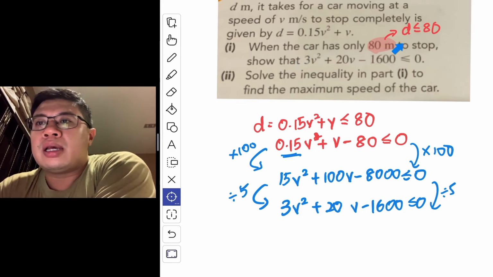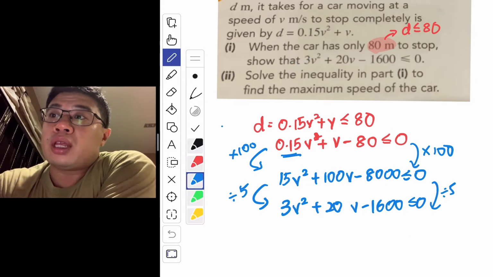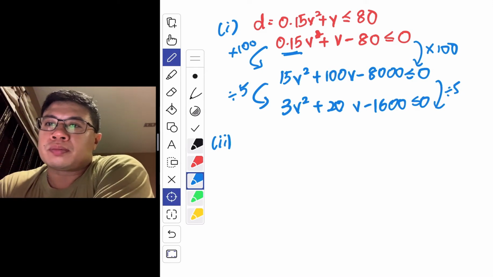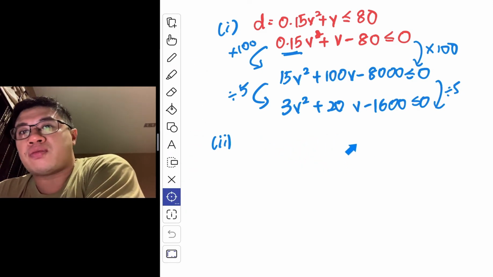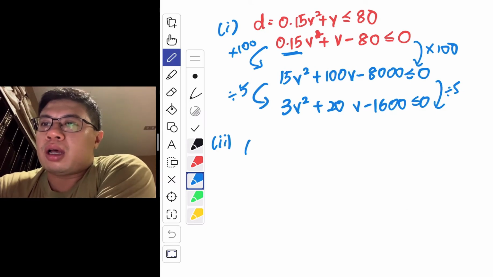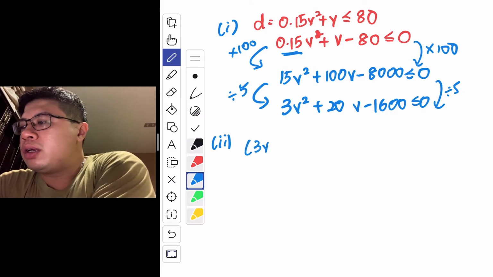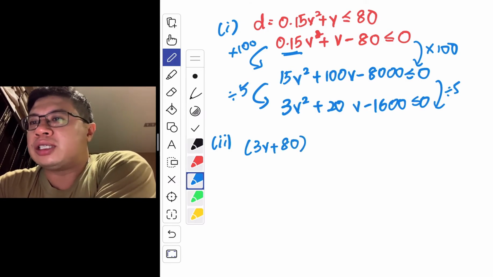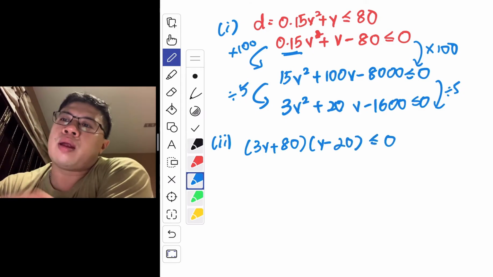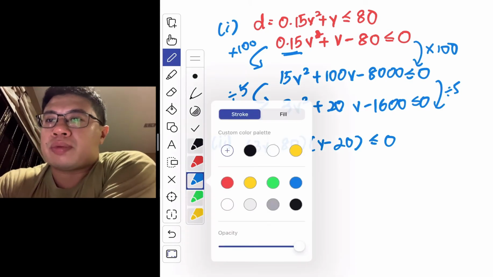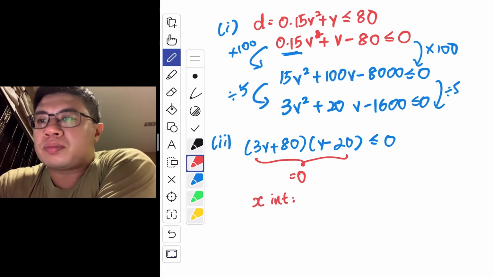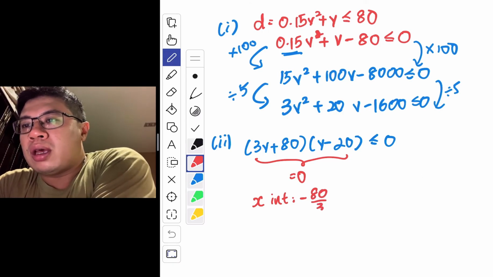So part 2 requires us to solve the inequality to find the maximum speed. So how do we solve the inequality? Some of you may end up using the quadratic formula, and that's fine. You can also solve it using factorization. This is factorizable. If you use a calculator, just make sure you know how to transfer the answers properly. (3v + 80)(v minus 20) less than or equal to 0. That means that if you equate this to 0 to find the x-intercepts, your intercepts are negative 80/3 and 20.